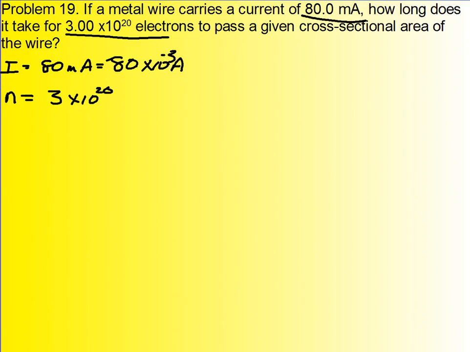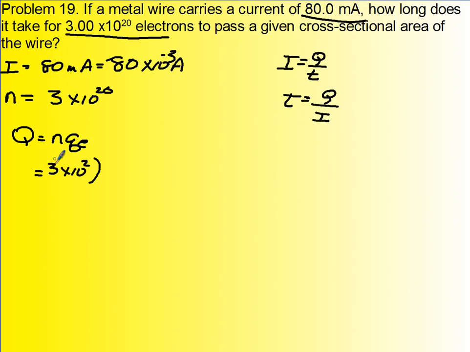Now, we can break this up into two parts. I know I is Q over T, but I need the total charge. So I'm going to solve this for time, because we're looking for time. It's Q divided by the current. Now I have the current, but I need the total charge. So the total charge is going to be N times the charge on one electron. So it's going to be 3 times 10 to the 20th times the charge on one electron, which is 1.6 times 10 to the negative 19 coulombs.